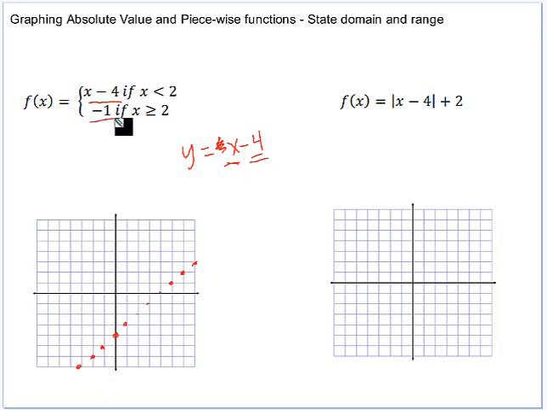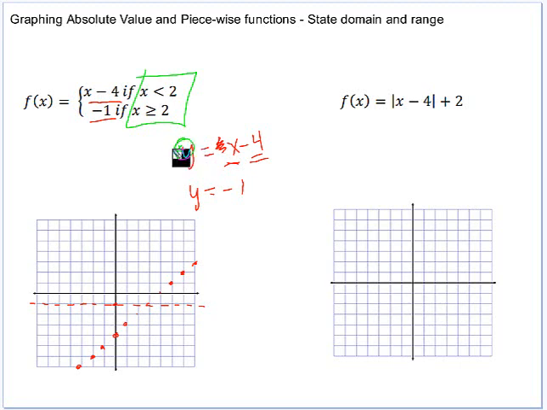Now we're just going to graph the second line, which is negative 1. So y equals negative 1. That is a horizontal line at negative 1. And once again, we're just going to dot that going across the entire graph for now. Next up is when we pay attention to this if. So if x is less than 2, we have the top line. If x is greater than or equal to 2, we have the bottom line.